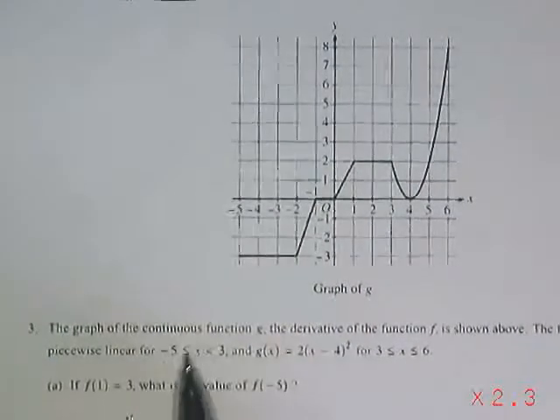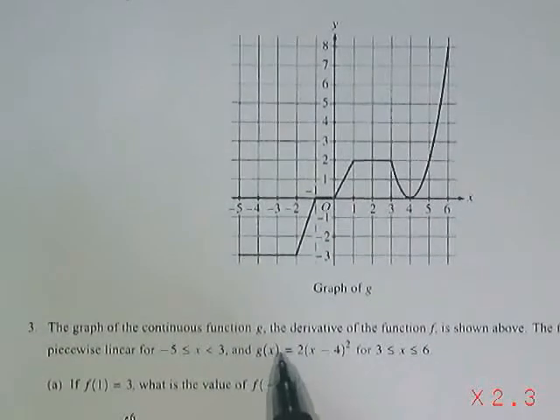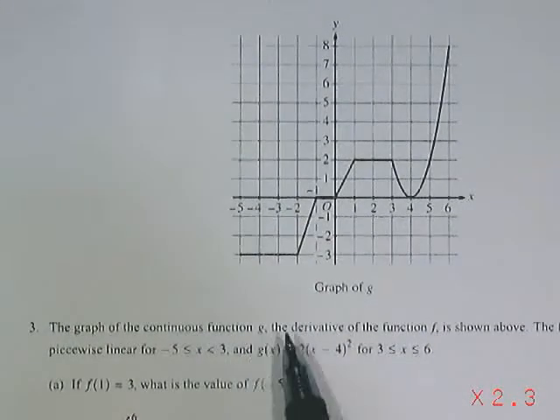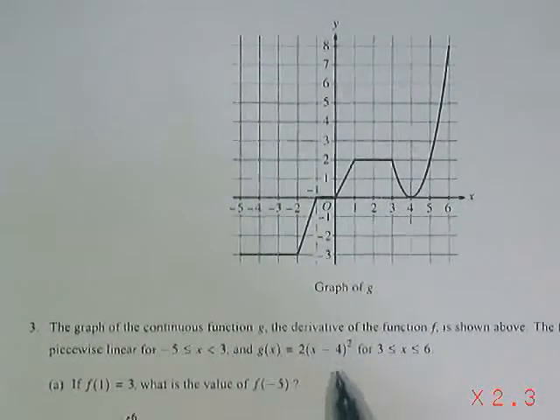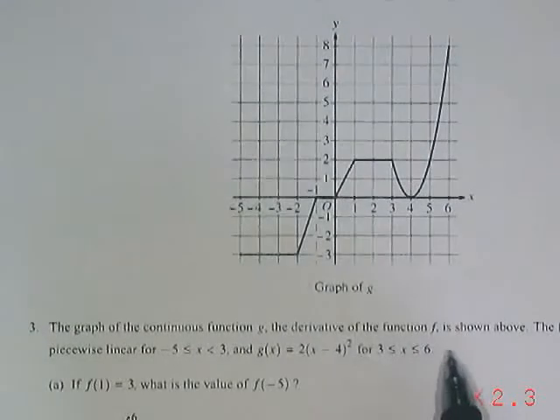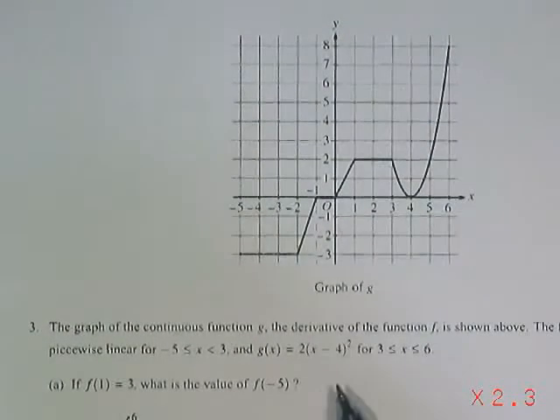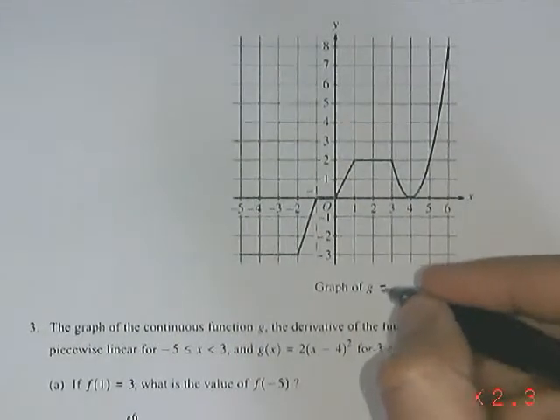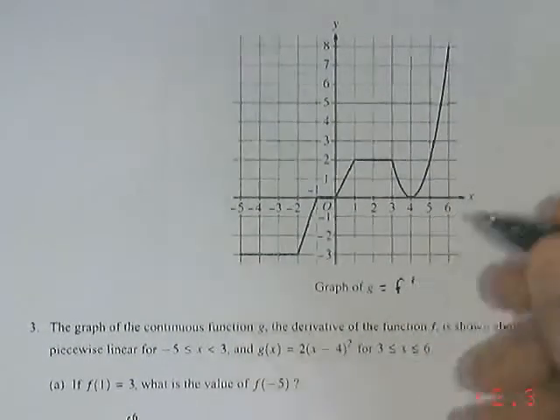The graph of the continuous function g, the derivative of the function f, is shown above. We'll do that again. The graph of the continuous function g, so this is g, the derivative of the function f, is shown above. For whatever reason, that took me forever to figure out what they were saying. But it's simple. g is the derivative of f. So g equals f prime.